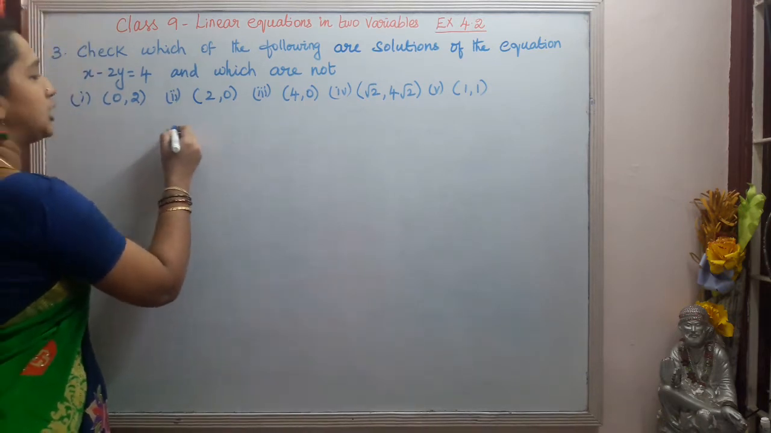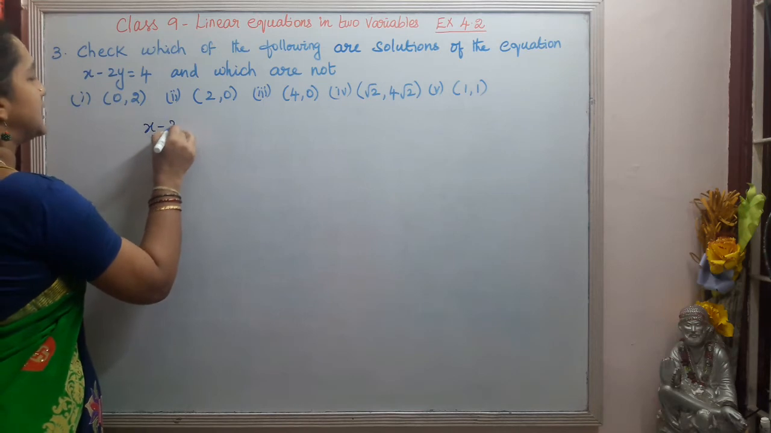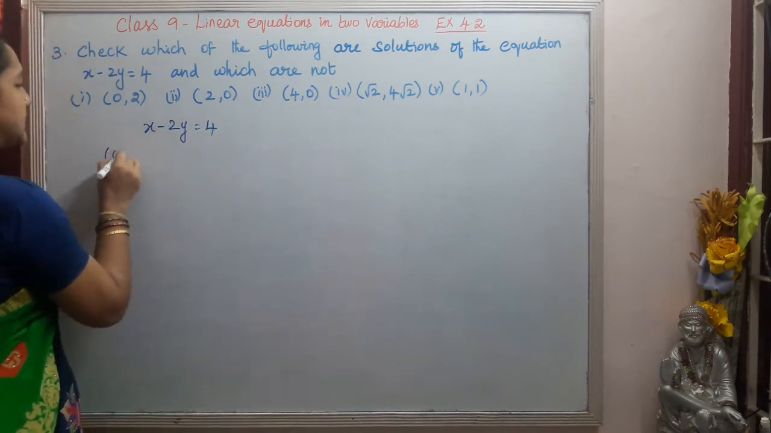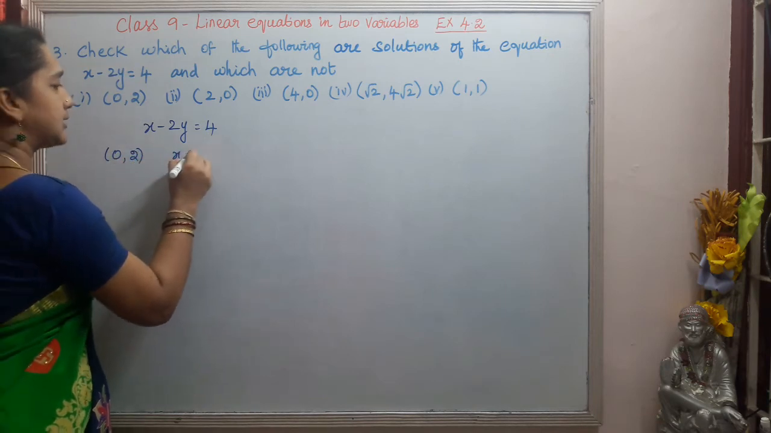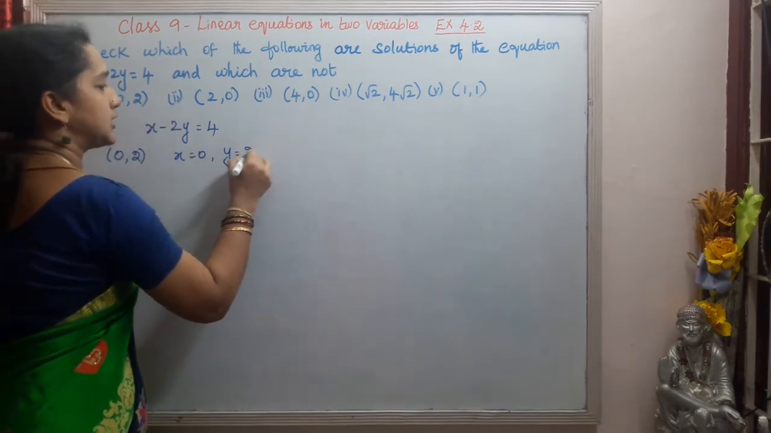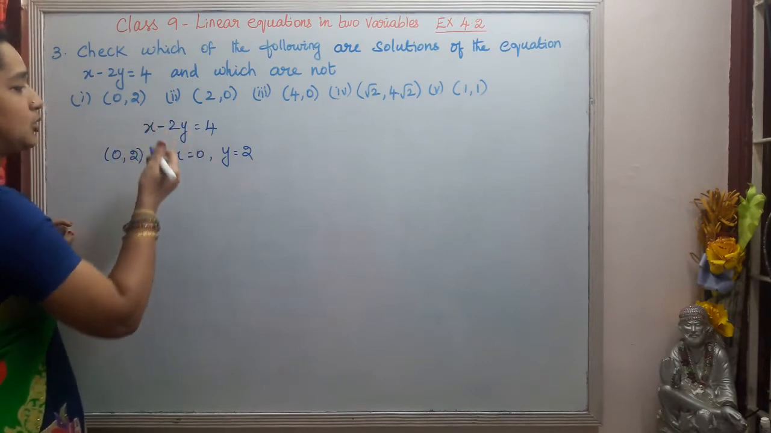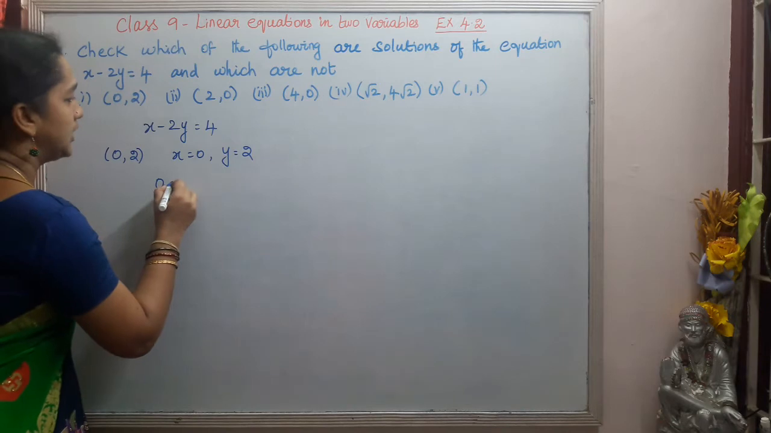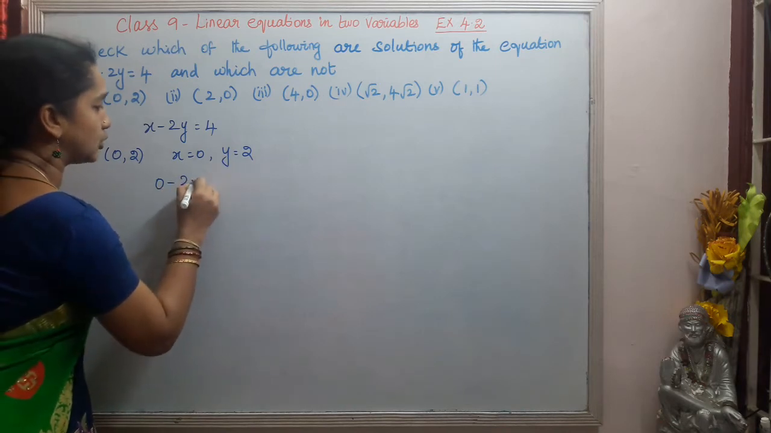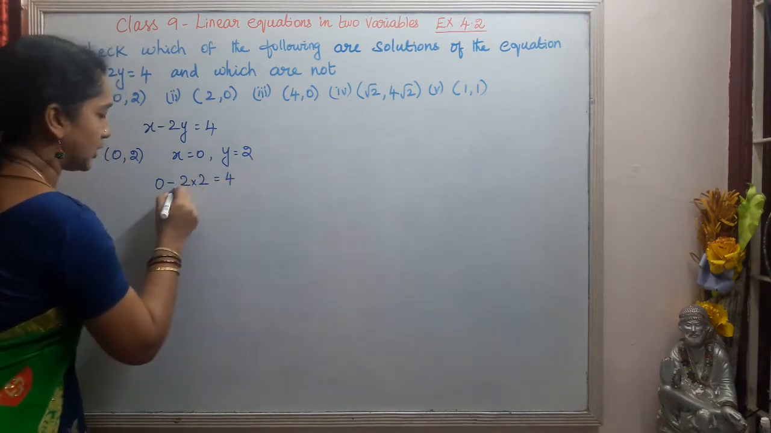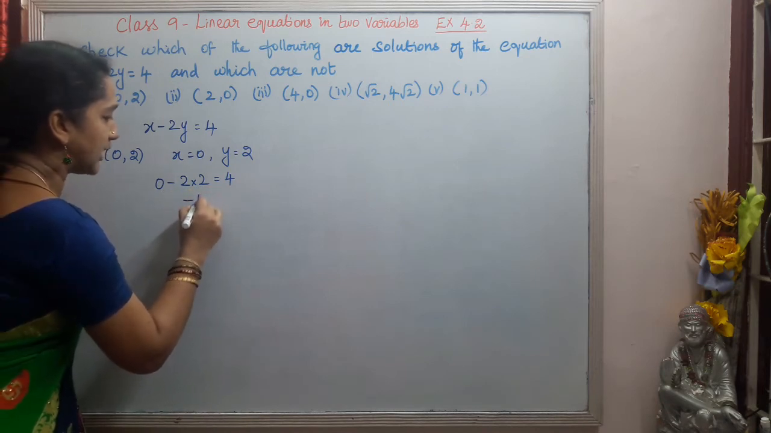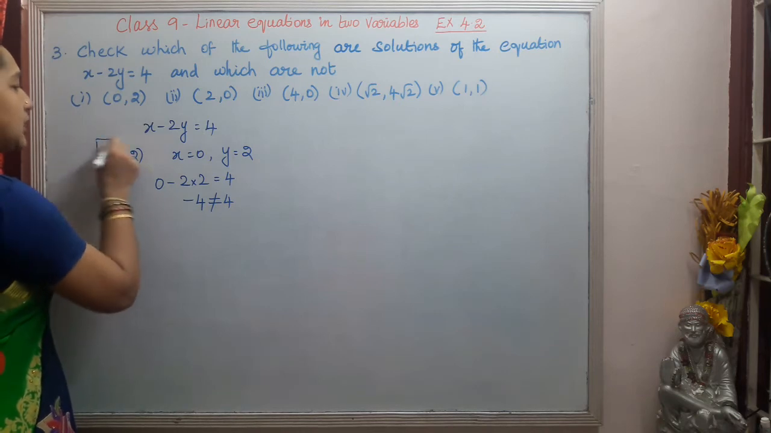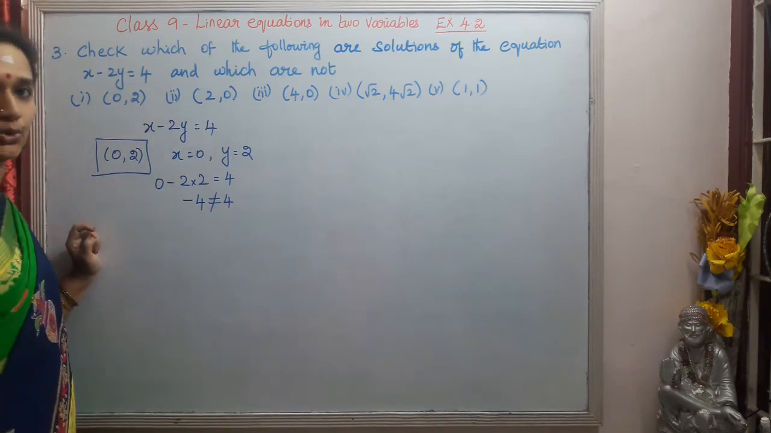So first one, the equation given is x minus 2y is equal to 4. The first pair given is 0, 2. That is, x is equal to 0 and y is equal to 2. Now I will substitute this in the given equation. So x value is 0 and y value is 2. So 0 minus 2 into 2 is equal to 4. When we simplify this, we will get minus 4 is not equal to 4. So 0, 2 is not the solution.